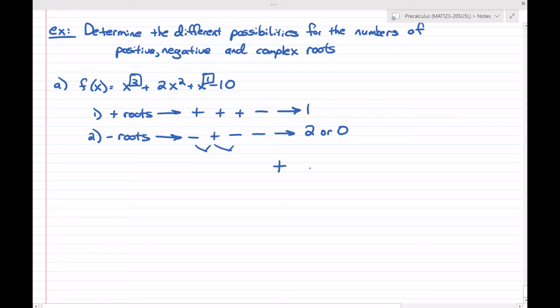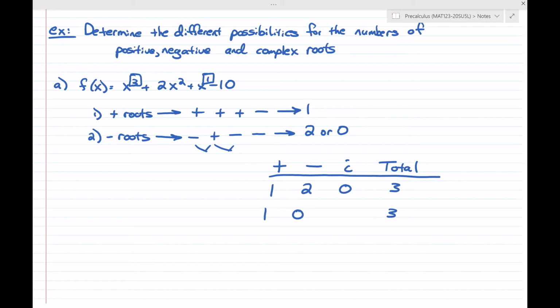In the table that we've been doing, we're going to have number of positive, number of negative, number of complex, and our total. So it looks like number of positive roots is 1, but there could be 2 or 0 negative roots with that. There's going to be 3 total. So it looks like there's no imaginary roots or complex roots if we have 1 positive and 2 negative, because that adds up to the total. But if we do have 1 positive, there would have to be 2 imaginary to come up with our total of 3.